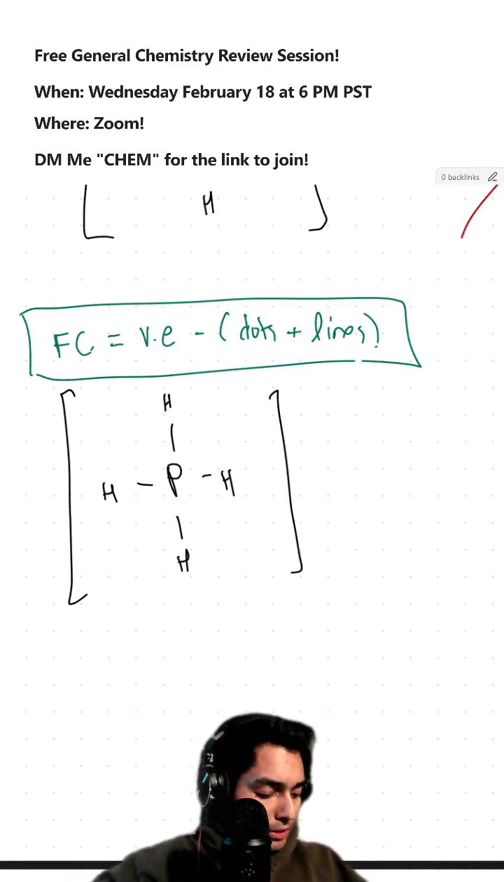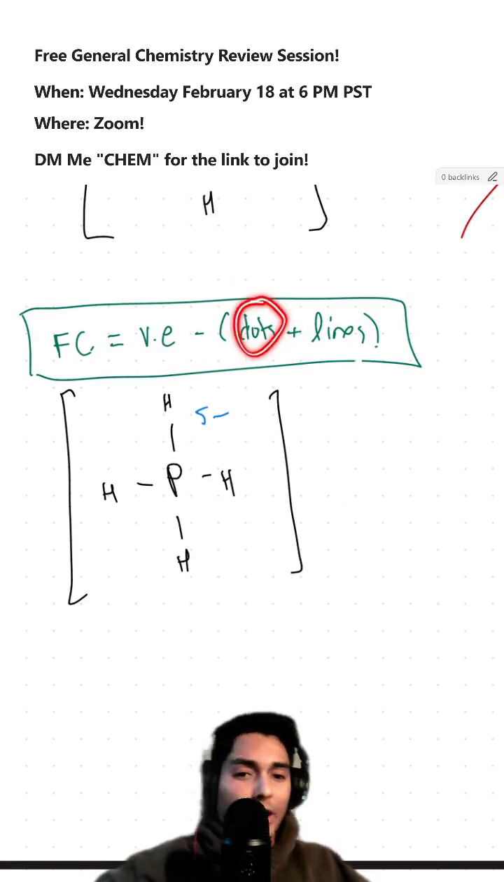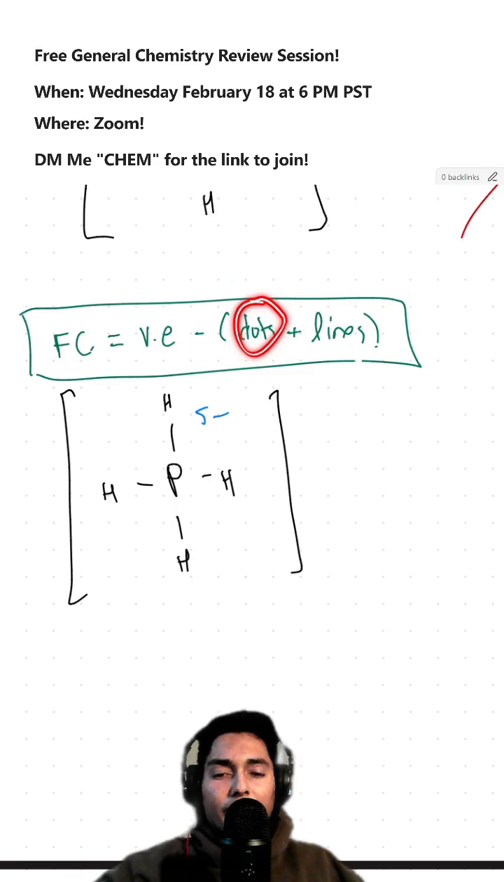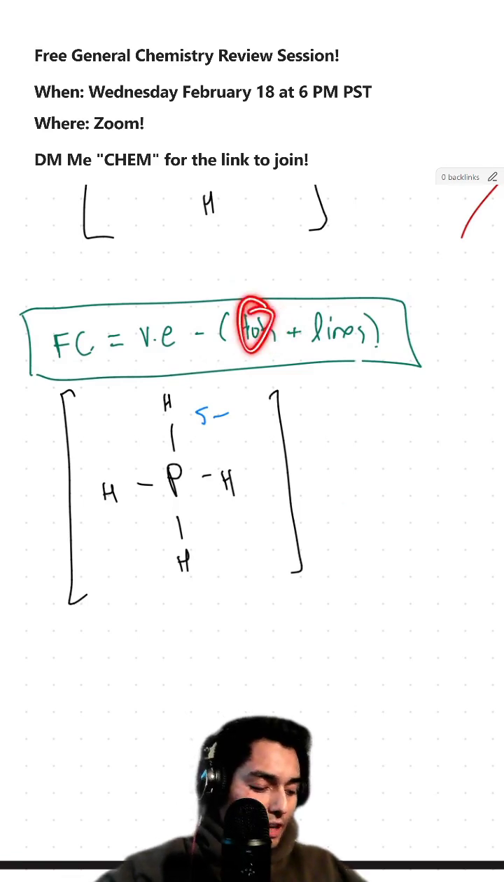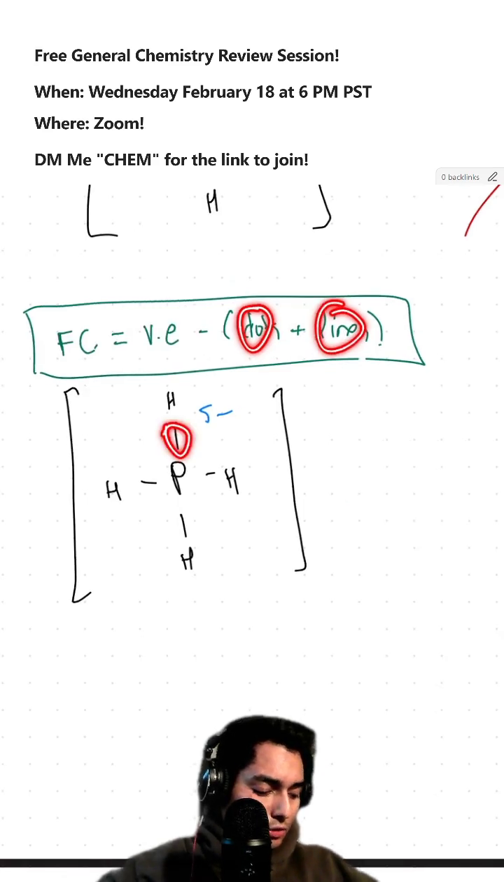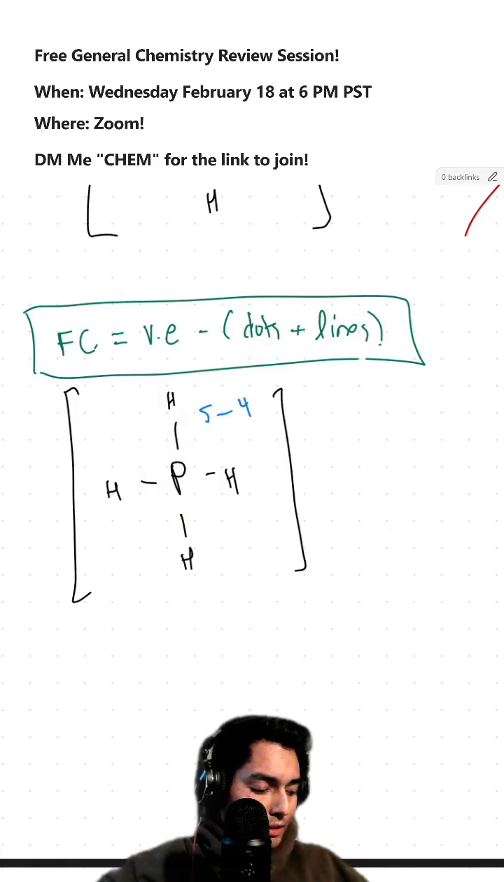So typically phosphorus has 5. So I'm going to put 5 minus dots plus lines. What do I mean by dots? I mean lone electrons, not electron pairs. I don't see any lone electrons, so I'm going to say 0. How many lines? I see 1, 2, 3, 4. So 5 minus 4 is plus 1. So overall it's going to be a plus 1 charge.